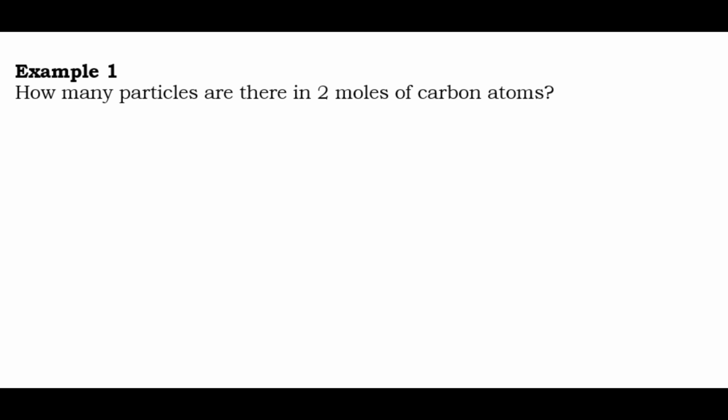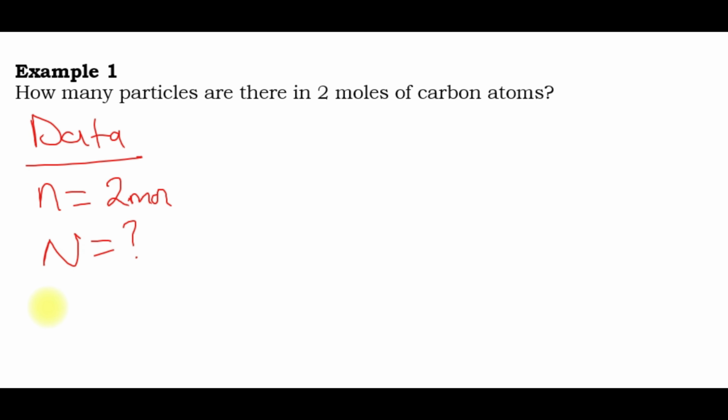Okay, let's look at example number 1. Example number 1 reads, how many particles are there in 2 moles of carbon atoms? What do you think? What should we do? Okay, let's try solving it. So, what information do we have and what information is missing? Data. N, number of moles, 2 moles. Then, number of particles, unknown. The Avogadro's number, 6.02 by 10 to the power 23.